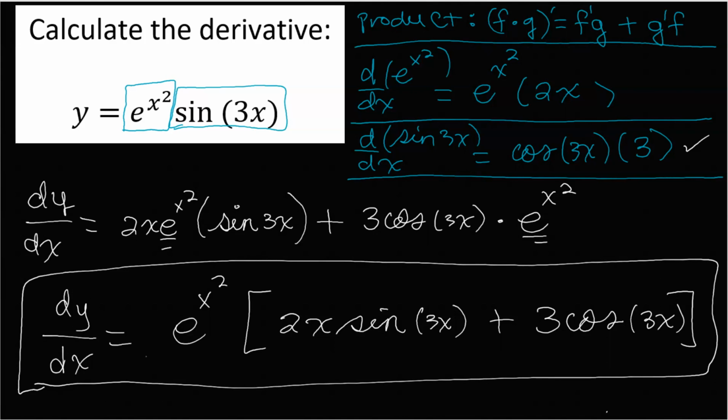Make sure whenever you're applying the product rule, quotient rule, whatever, the chain rule is always there. And make sure that it becomes second nature for you to recognize the chain rule because it's always there.